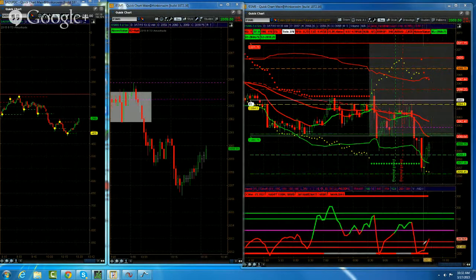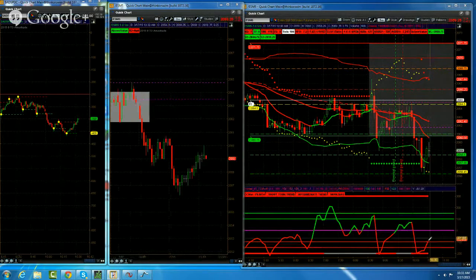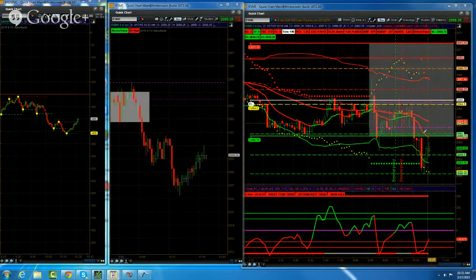I'm looking at my CCI right here. I want to see this stop pointing up. I want to see it start rounding or flattening out. I've got my moving averages here. These are not just a moving average, there's a combination of moving averages here. They're still pointing down and heading down.